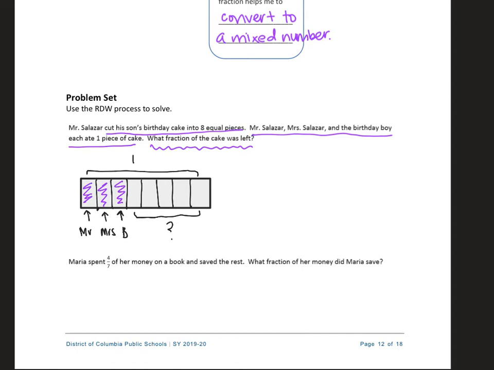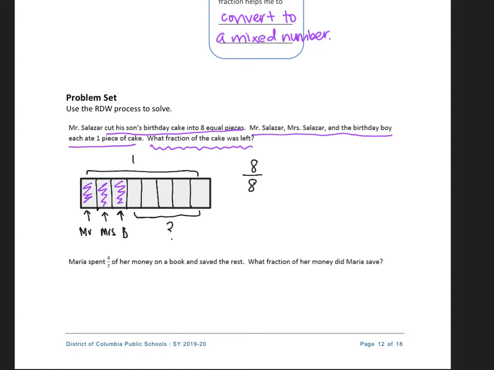Right, they ate 3 pieces of cake altogether. I know that we had 1 whole cake to start with. But since we cut it into equal pieces, I want to write that 1 whole using eighths. So I'm going to write 1 whole as 8 eighths. That's what they started with, right? That's the cake they started with.